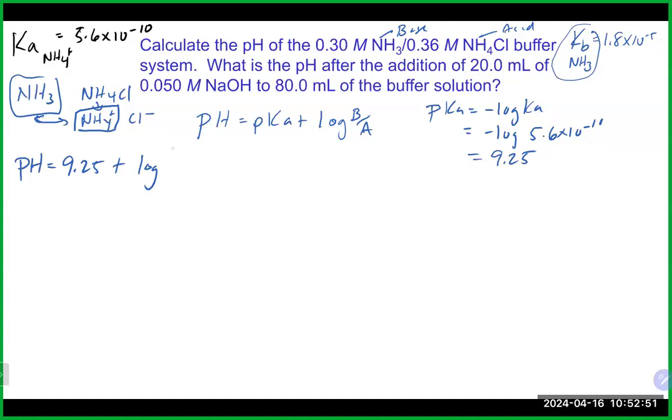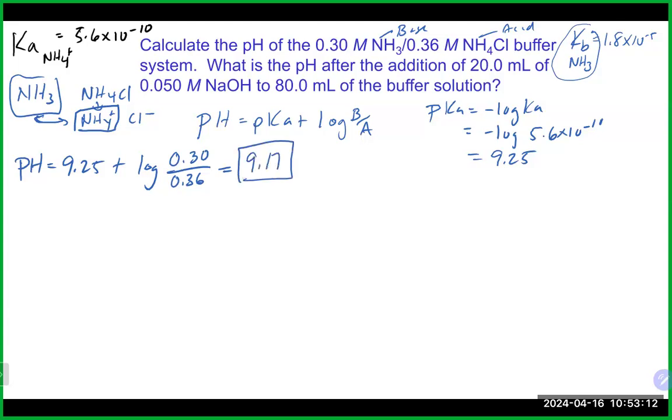That means that up on top here, we want the 0.3, which is our base part of the buffer, divided by the acid part of the buffer. And if you do that, we're going to find that this buffer has a pH of 9.17, it looks like.